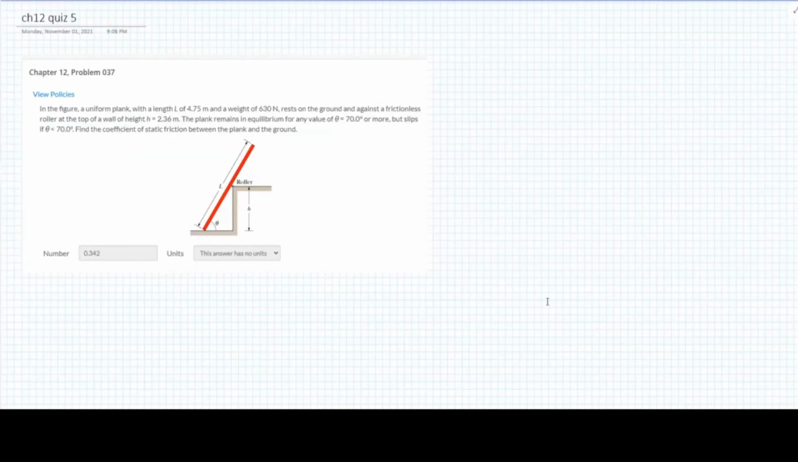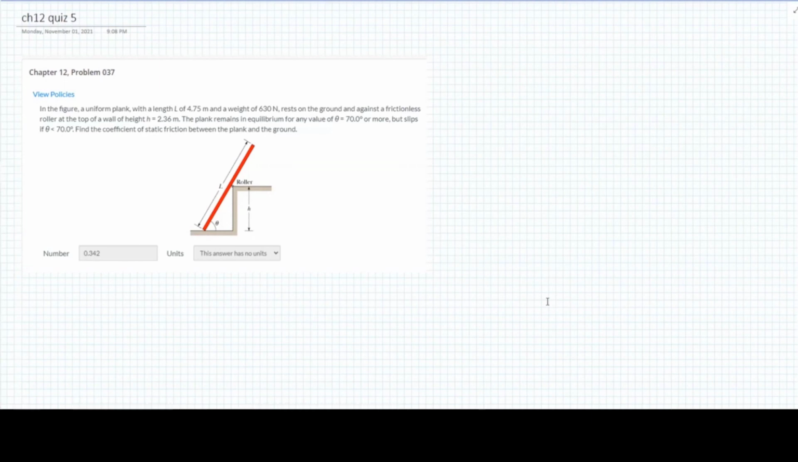All right. A plank is leaned up against an edge like that. It's staying in equilibrium for any value of theta 70 degrees or more, meaning the more vertical it gets, if it gets more vertical, it remains in equilibrium. If it gets more vertical than 70 degrees, it will stay in equilibrium. If it gets less vertical than 70 degrees, it slips.